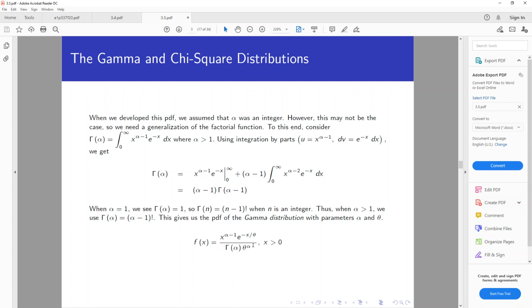All right, so this gives us our PDF of our gamma distribution with parameters alpha and theta. X to the alpha minus 1 here, e to the minus x over theta here, over gamma of alpha, theta to the alpha. So this is our gamma distribution.